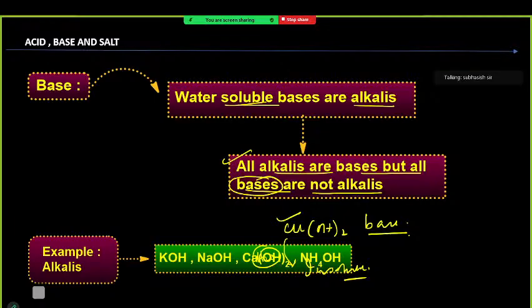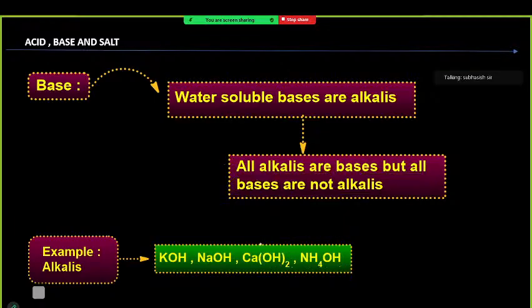There are some examples of alkalis given over here, like potassium hydroxide, sodium hydroxide, calcium hydroxide, ammonium hydroxide. These are the alkalis, because all those compounds are soluble in water, and also they produce OH minus in aqueous solution, and that's why you can consider potassium hydroxide, sodium hydroxide, calcium hydroxide, ammonium hydroxide as alkali.